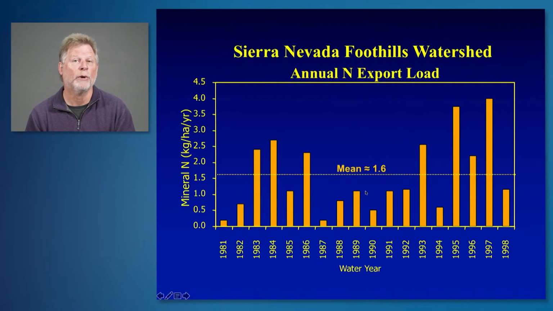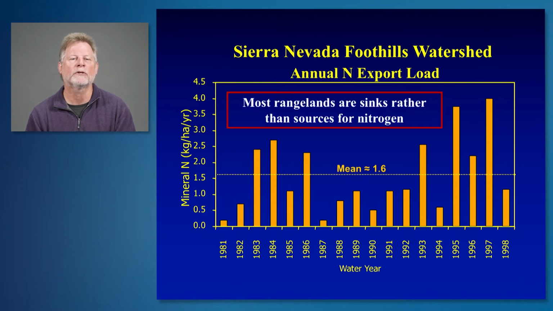So generally, we have 5 to 10 kilograms per hectare per year coming in from the atmosphere, and only 1.6 kilograms per hectare per year leaving in the stream water. This means that most California rangelands are sinks rather than sources for nitrogen.